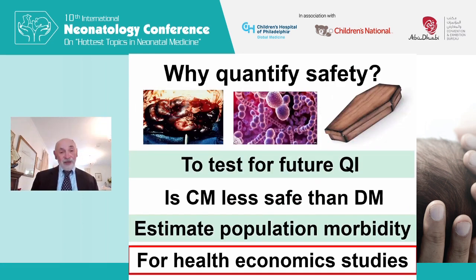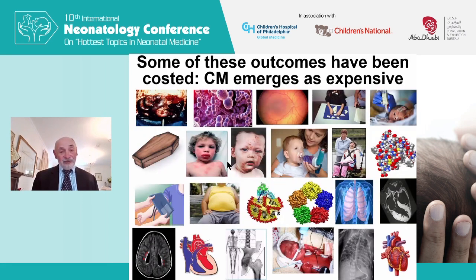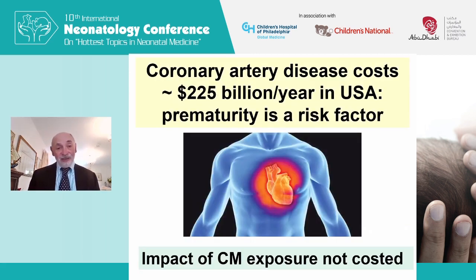Now, finally, you might want to quantify safety for health economic studies. Reliable data on the burden of morbidity in each population is key to health economic analyses. Some of these outcomes have been costed and have turned out to be expensive, but a lot of these things have not been looked at at all. If we take coronary artery disease, that costs $225 billion a year in the USA. Prematurity is a risk factor, and we should know the impact of cow's milk exposure on this, which is not costed yet.